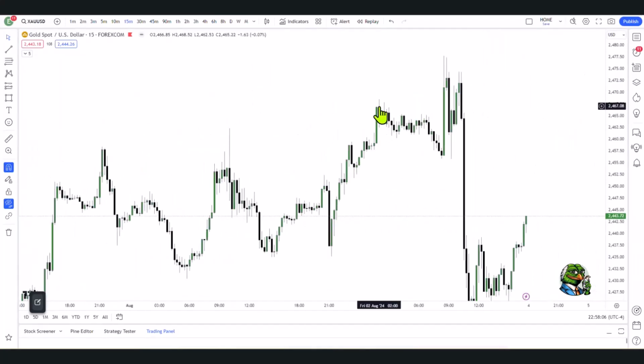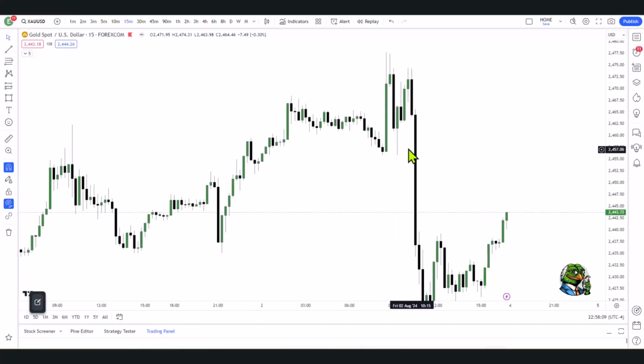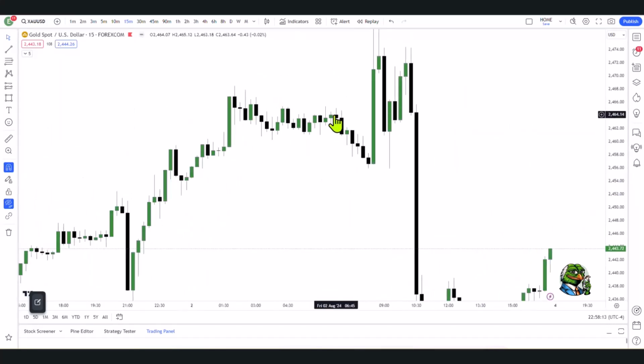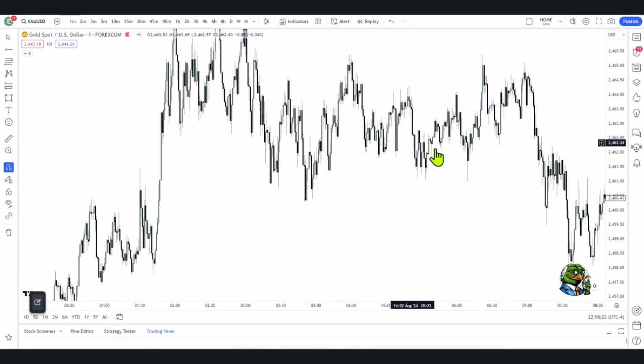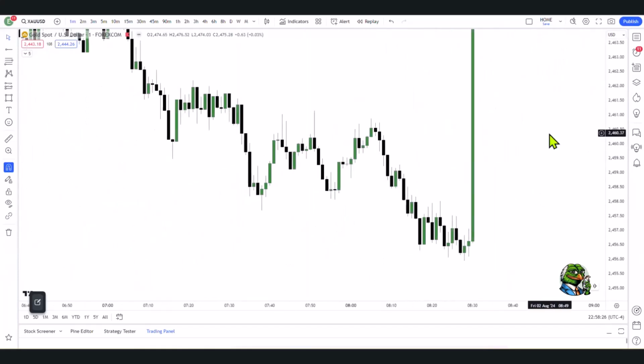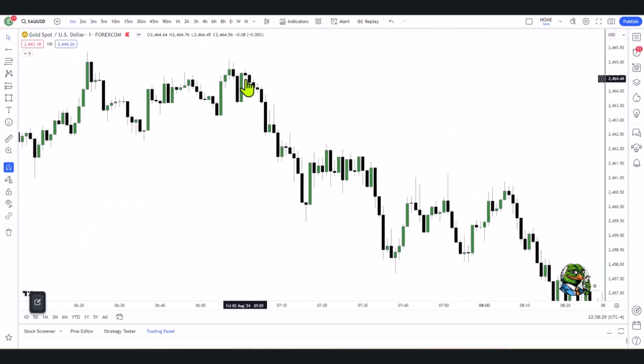So this is 7 a.m. Okay, let's make this bigger. So at 7 a.m. there is liquidity above and liquidity below. 7 a.m. takes out all the liquidity below. So I'm watching 7 a.m. Okay, and that's 7 a.m.